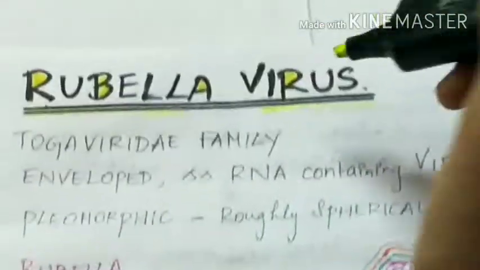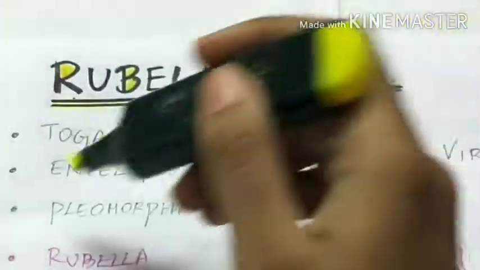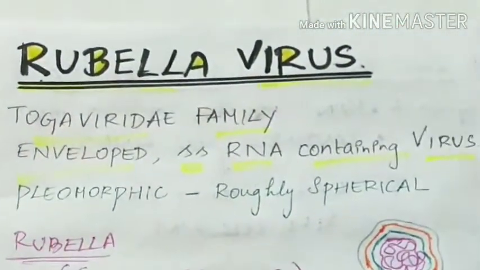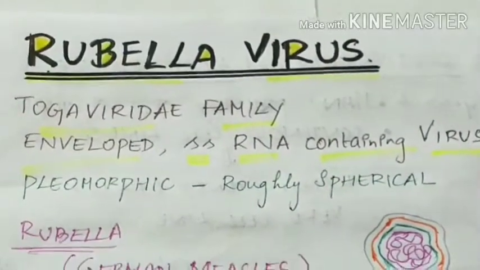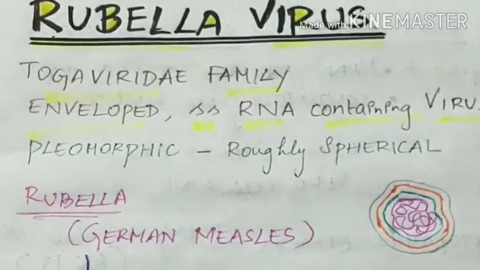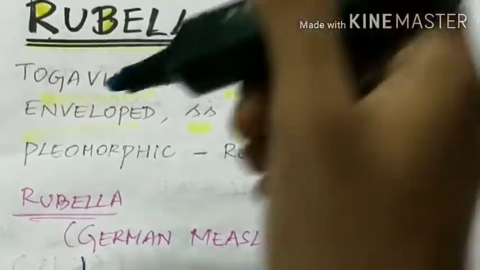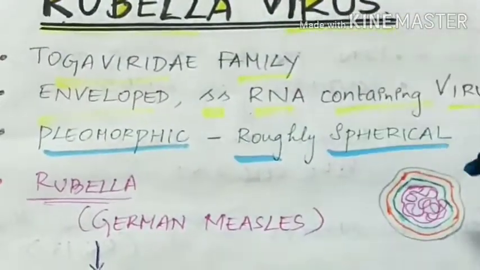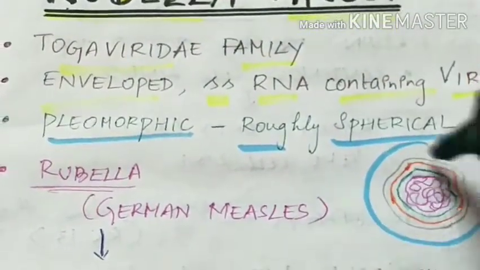The rubella virus belongs to the family Togaviridae. It is an enveloped, single-stranded RNA containing virus. The shape is pleomorphic and roughly spherical. This is the structure of rubella virus.